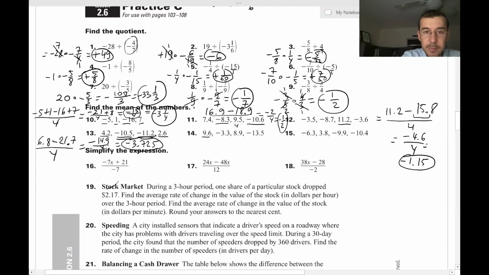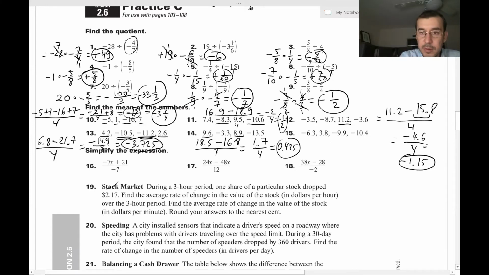Number 14, let's add up the two positive numbers, 9.6 plus 8.9, 18.5. Then we're going to add up the two negative numbers. That's 13.5 plus 3.3. That's 16.8 over 4. And then 18.5 minus 16.8, that's 1.7. 1.7 over 4. And 1.7 divided by 4, it's 0.425.